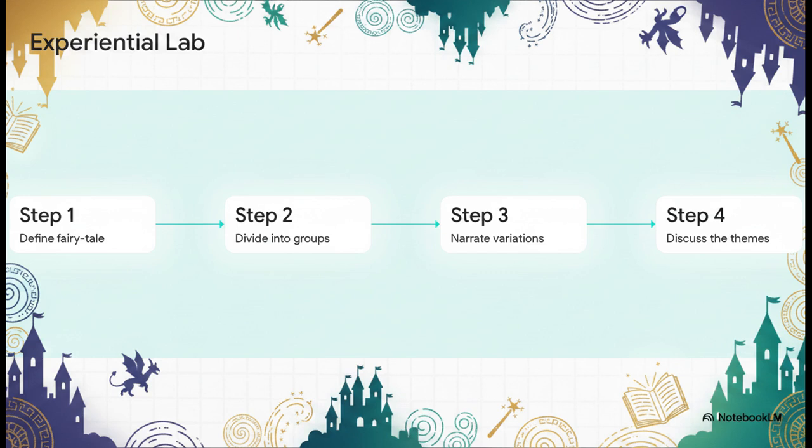It goes like this. First, you define what a fairy tale actually is with the kids. You establish that it's a fabrication, an imagined narrative. Second, you split the class up to read different cultural variations of that same myth. Third, one student from each group gets up and narrates their version to the whole room. And finally, step 4, and this is the most important part, they have a massive discussion about the underlying themes.